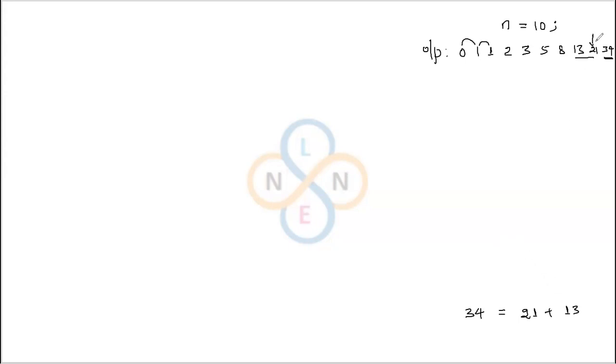How do we get 21? 21 is nothing but 8 plus 13 or 13 plus 8, the sum of the previous two numbers. Order can be anything. In the same way, if we go to this 1, how do we get this 1? This 1 is nothing but 1 plus 0. So up to this 1, we can get it as the sum of the two previous numbers.